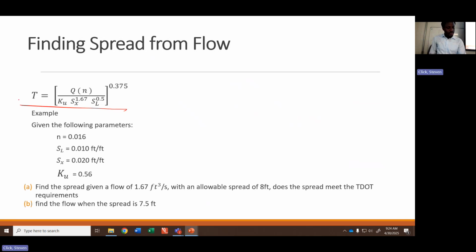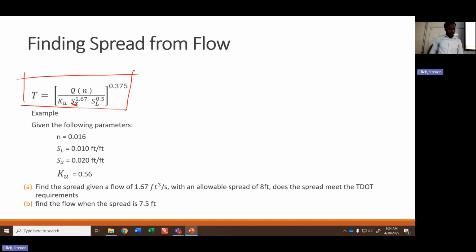This formula allows you to estimate whether the spread for the slope you chose for the gutter is less than the allowable spread or it's greater. If it's less, then everything is okay, then you move on. If it's greater, then it means that you have to change the value. Hope you get it.